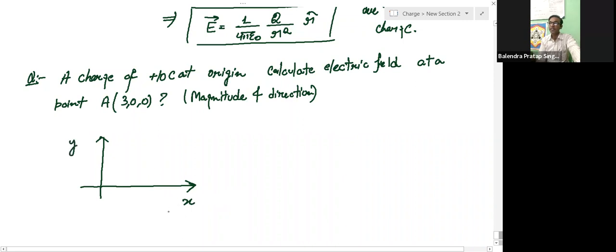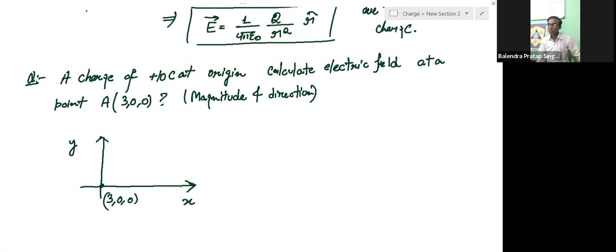We consider X as the input axis and Y as the output axis. And here the origin lies somewhere here. This is our origin. So at this origin, the point charge is located. The point is (3, 0, 0), meaning 3 denotes the x-axis, 0 denotes the y-axis, and the last denotes the z-axis. These are 3 axes. So here it's one dimension, meaning only the x-axis is involved, which is 3.